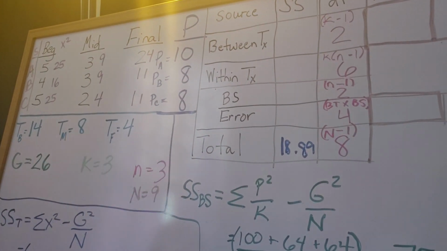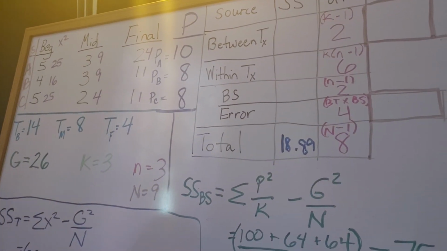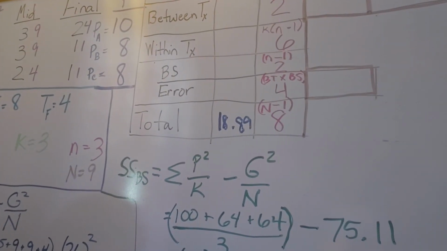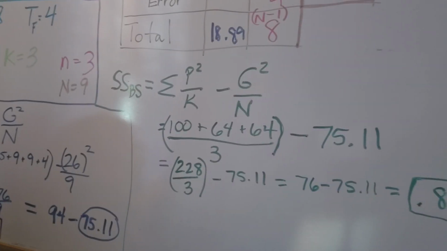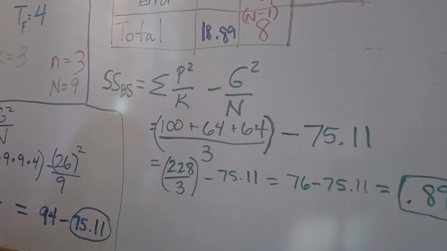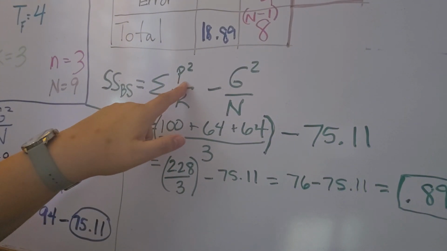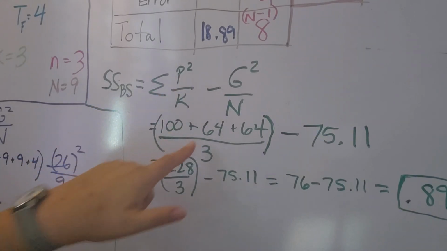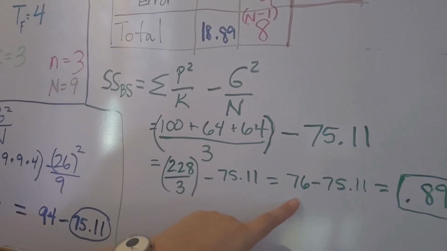So we can see here it was 10, 8, and 8. So 100 plus 64 plus 64, because we squared 10, 8 squared, and 8 squared. That's where we got those numbers from. Those are our p squared. We add those up and divide by 3 because k equals 3. And so we get 228 divided by 3, which is 76.